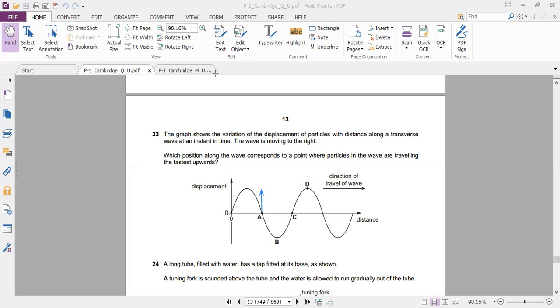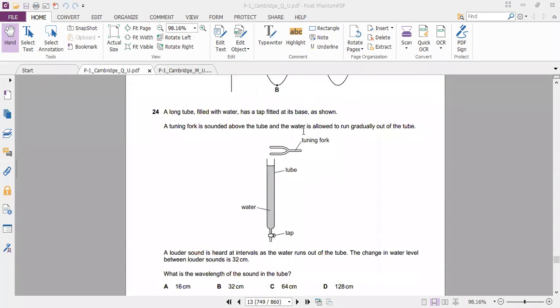Yes, sir. Then I am clearing the annotation and moving to 24. A long tube filled with water has a tap fitted at its base as shown. A tuning fork is sounded above the tube and the water is allowed to run gradually out of the tube. A louder sound is heard at intervals as the water runs out of the tube. The change in water level between the louder sounds is 32 centimeters. What is the wavelength of the sound in the tube?